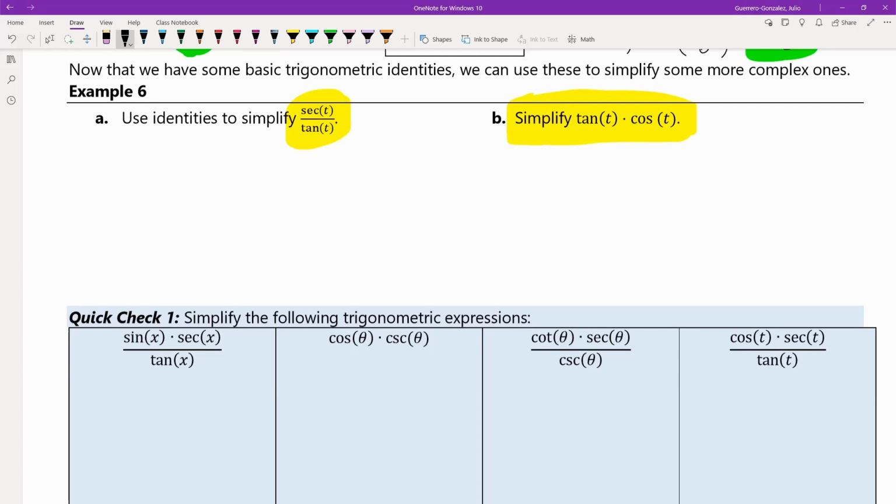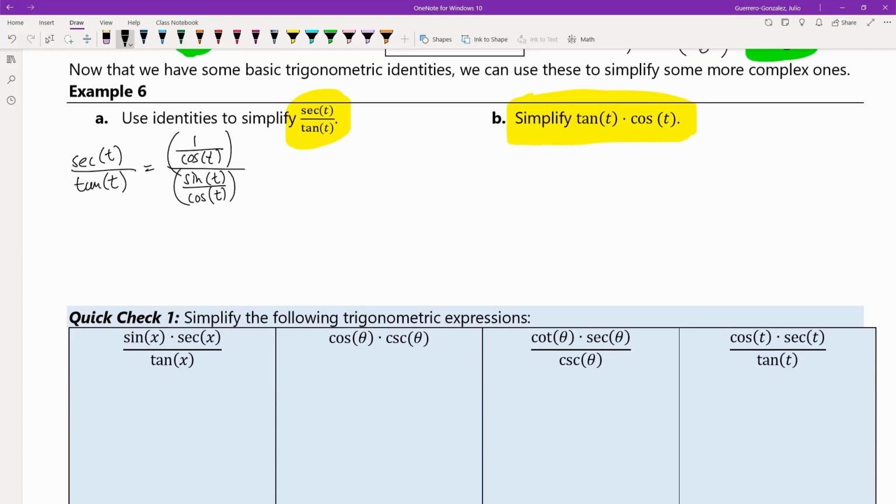So what do I mean? I need secant of t divided by tangent of t. We know from way back at the beginning of this section that secant is 1 over cosine of t, and tangent is sine of t divided by cosine of t. Hopefully that makes sense.